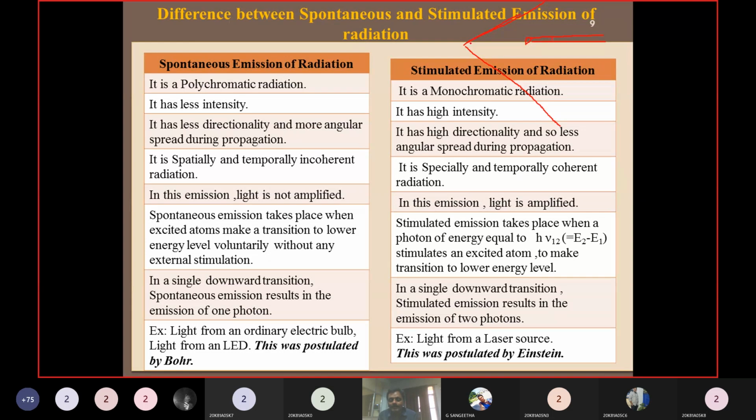In the case of normal light, the angular spread increases with distance. Suppose light is traveling a distance of 1 kilometer, the angular spread also spreads about 1 kilometer. So in the case of normal light, the angular spread is very high. In the case of laser light, the angular spread is very small.